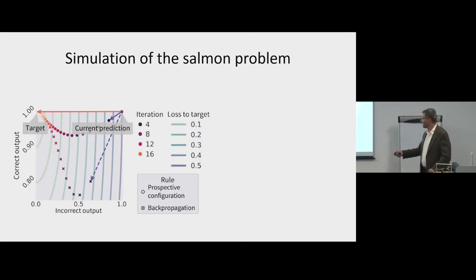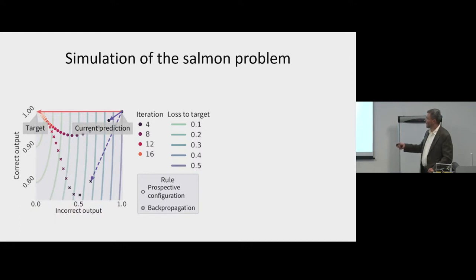So on this graph, the horizontal axis corresponds to sound, and the vertical axis corresponds to smell. So initially, the bear predicts both, but we want the bear to just predict the smell, but not the sound. So this is our target. This is our initial output.